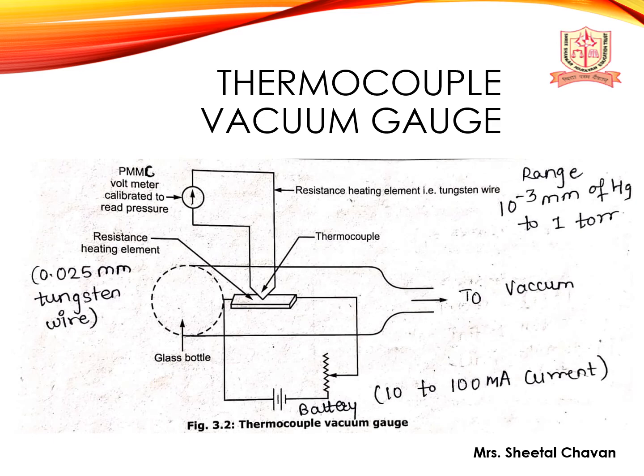It consists of a glass bottle and its inlet is attached to the vacuum whose pressure is to be measured. Then the thermocouple is attached and there is a resistance heating element, which is made of tungsten wire, and the voltage is measured with the help of a PMMC, that is, a permanent magnet moving coil, and batteries are attached to this resistance heating element to heat the tungsten wire. So this is the construction of the thermocouple vacuum gauge.